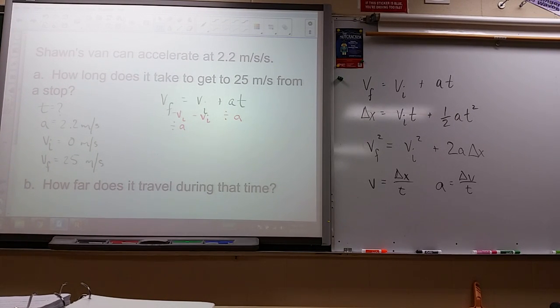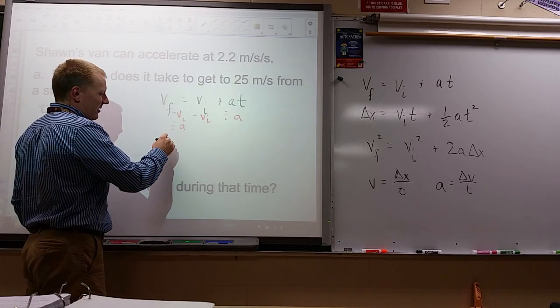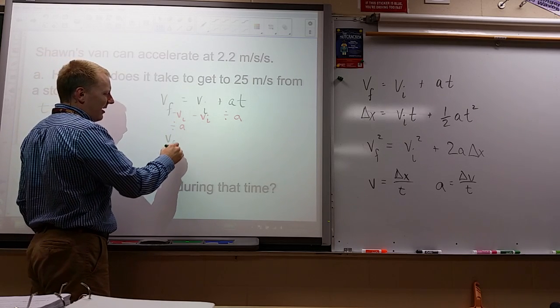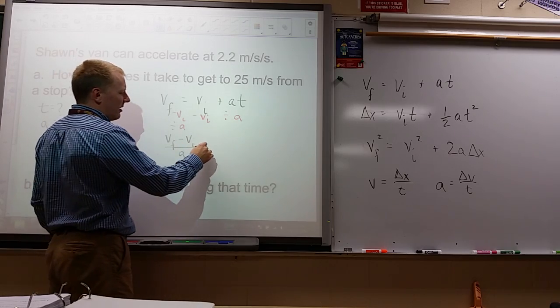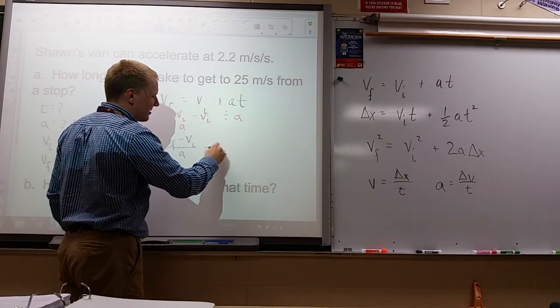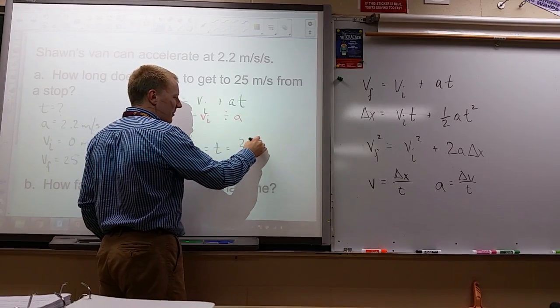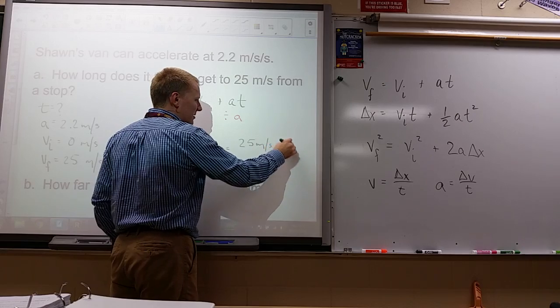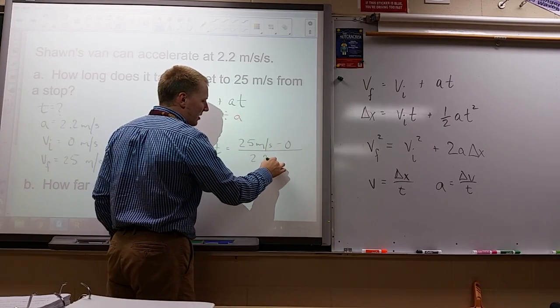Okay, so when we do that, we subtract initial velocity and then we divide by the acceleration. So we have VF minus VI over acceleration here, and then we've taken care of everything else here, so that's just time. We can put our values in. So V final is 25 meters per second minus 0 over the acceleration of 2.2 meters per second squared.